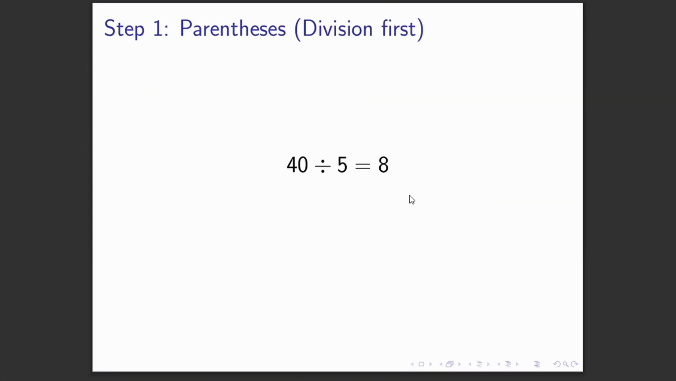So now I'm going to solve the problem. First of all, I'm going to solve the parentheses, and in the parentheses I'm going to do the division. So when I do the division, 40 divided by 5, it will be 8. Similarly, when I substitute the value, I will get 8 plus 9 multiplied by 2.